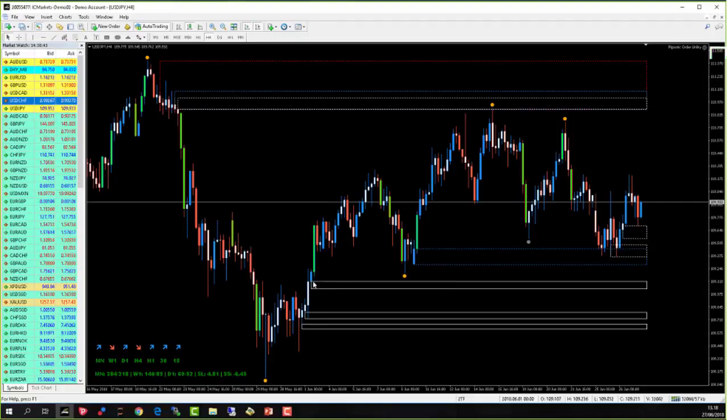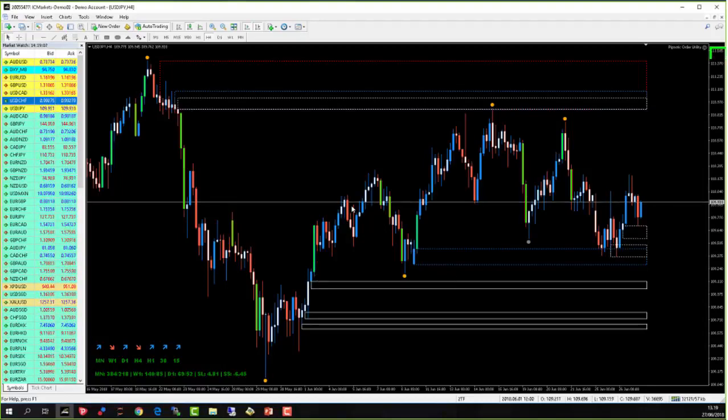We have this micro area of demand, this little white box here, and I say micro because it is qualified on the time frame smaller than the currently active chart. So we're looking on the 4-hour chart, and the color here, the white, tells me this is qualified on a 1 hour. So this is actually a 1 hour area of demand that is visible on the 4-hour chart, and price came pretty close to that.